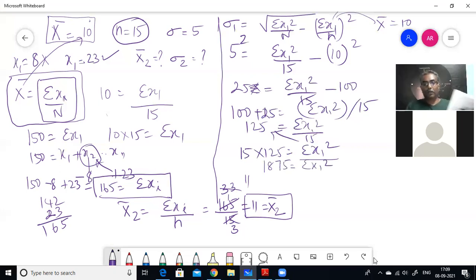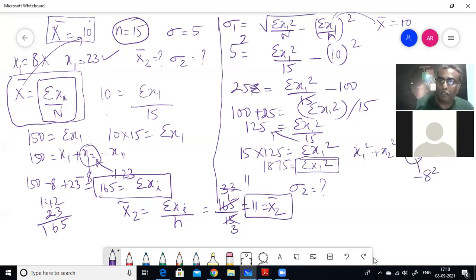Now, what is the thing you have to do? You have to understand this point very clearly. Sigma has changed now. How to find out the new sigma? Sigma xi squared earlier had x1 squared plus x2 squared plus x3 squared like that. Now one of those values is 8. You have to minus 8 squared, and instead of that you have to add plus 23 squared. You understand? Yes, sir. So from 1875, you have to minus 8 squared and add 23 squared.